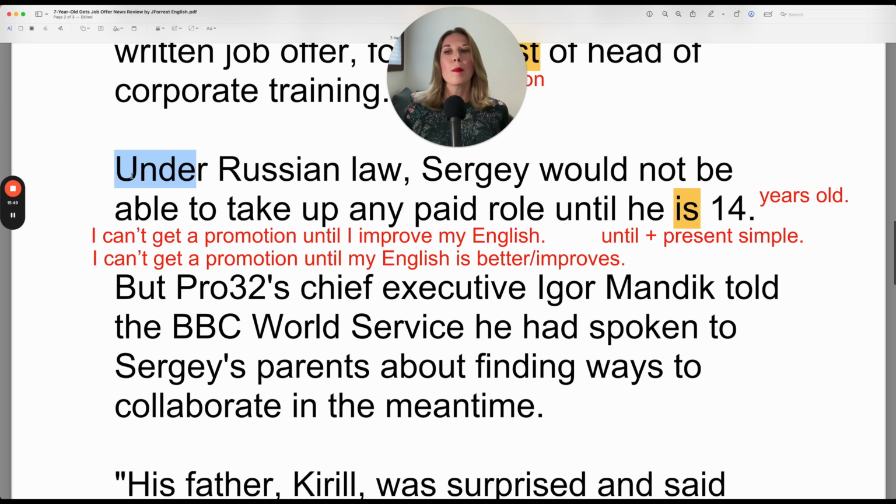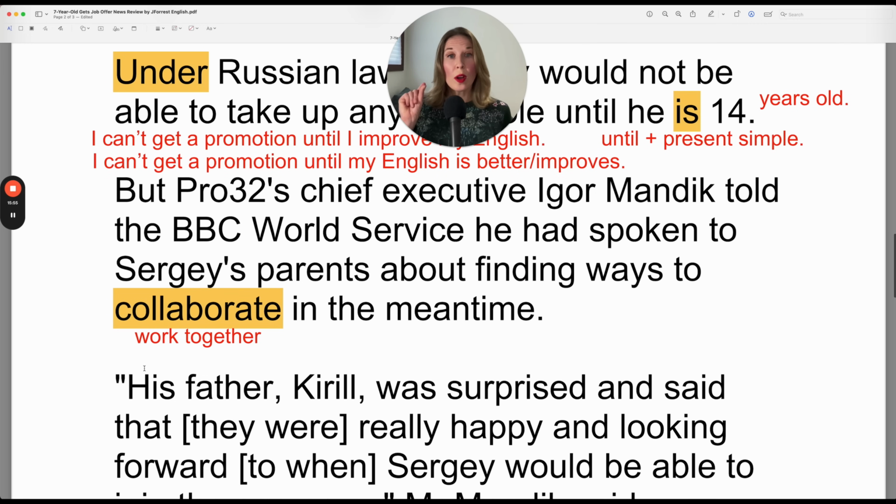So notice that preposition, illegal under Russian law. And if you want to replace collaborate with another word, remember that it's work together. The preposition that you need is together. And then in the belongs to the phrase meantime, in the meantime. So all three of these would still be together. Work together in the meantime.